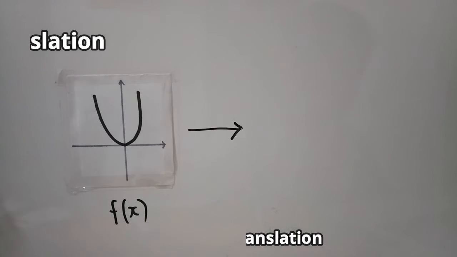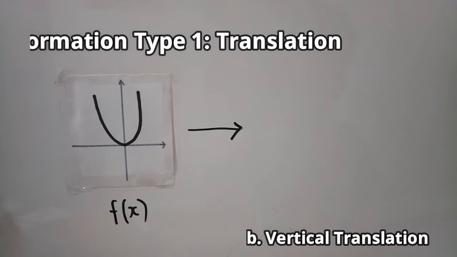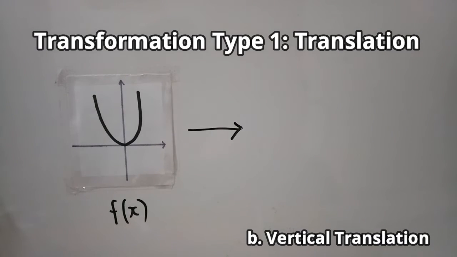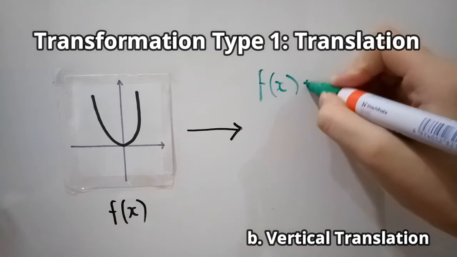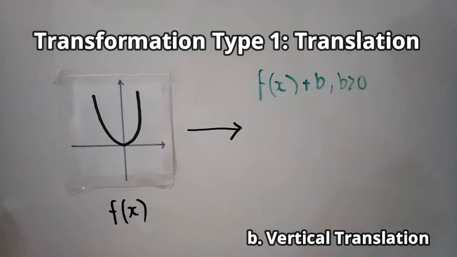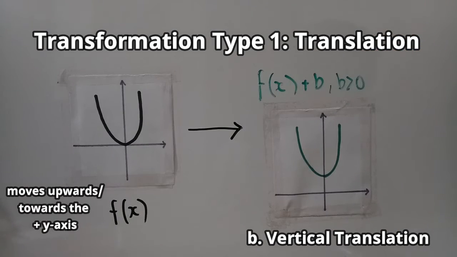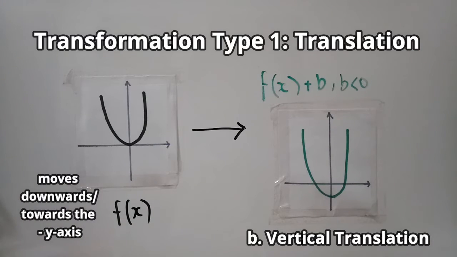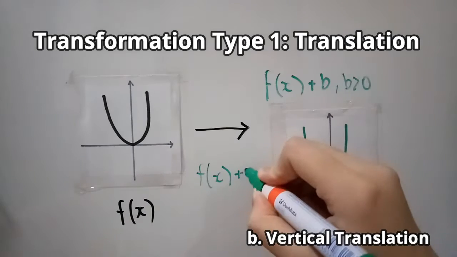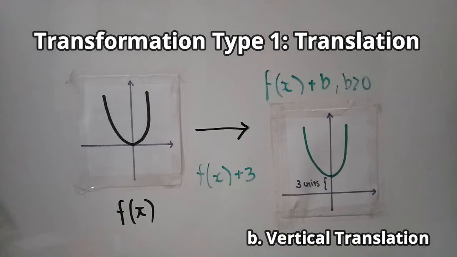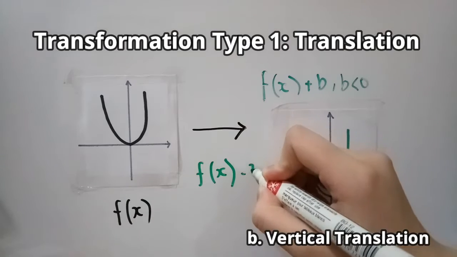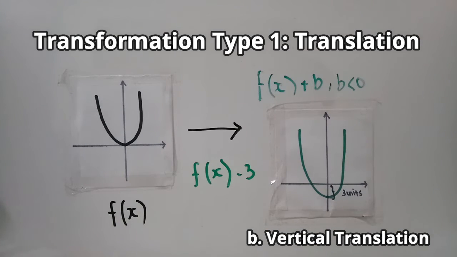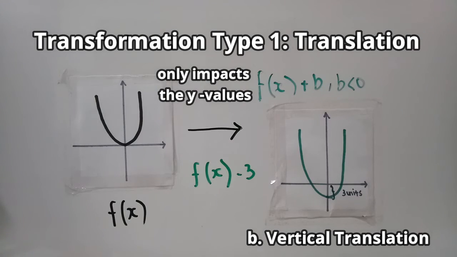B. Vertical translation. A vertical translation occurs when the function's graph moves upwards or downwards. Let's use f(x) again. When it's vertically translated, its form becomes f(x) + b. If b is positive, f(x) moves upwards, or towards the positive y-axis. If b is negative, f(x) moves downwards, or towards the negative y-axis. If we have f(x) + 3, the function moves upwards by 3 units, and in contrast, if we have f(x) - 3, the function moves downwards by 3 units. This translation only impacts f(x)'s y values.